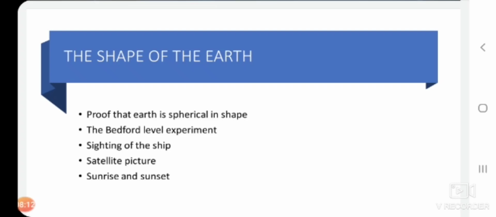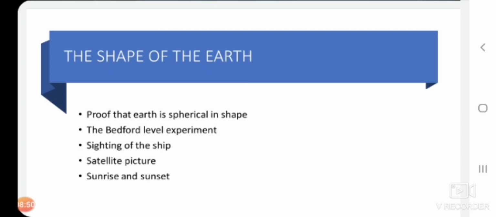But children, if the Earth was flat, the entire ship should have been visible at once. So with this, what was proven? It was proven that Earth is spherical in shape. So like this, many experiments were conducted, and it was proven that Earth is spherical in shape. Not only this, satellite pictures also prove that the Earth is spherical in shape. And then there are sunrise and sunset. Children, as you know, the sun rises in the east and sets in the west.